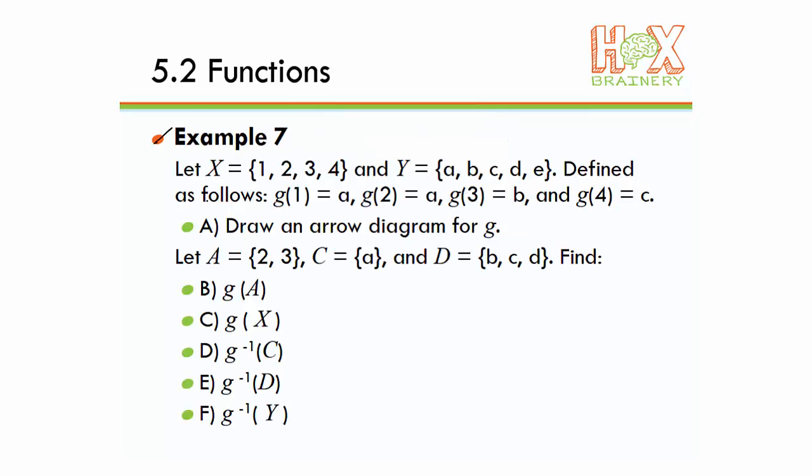Example 7. So set X contains the elements 1, 2, 3, and 4. Set Y contains the elements A, B, C, D, and E. And we're going to define G as follows. So G of 1 is equal to A, G of 2 is equal to A, G of 3 is equal to B, and G of 4 is equal to C. The first thing we're going to do is draw an arrow diagram for G.